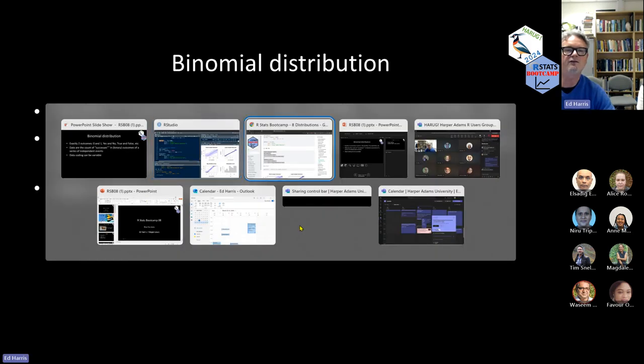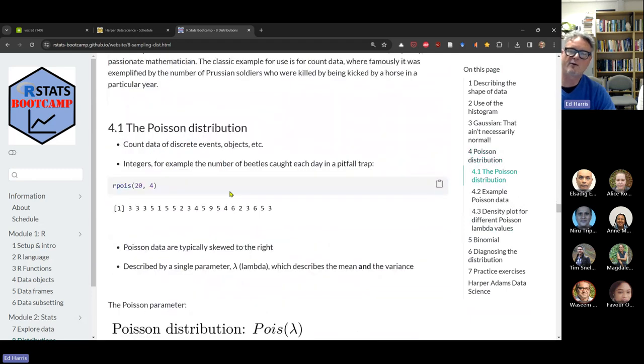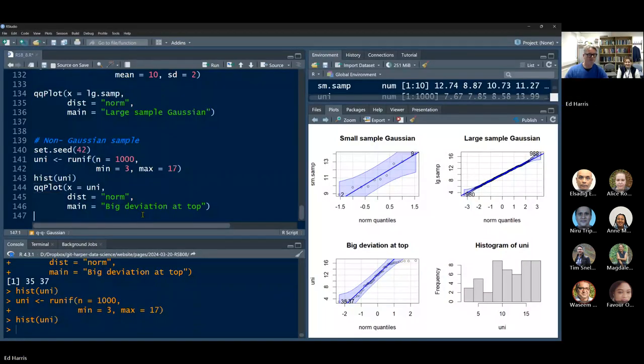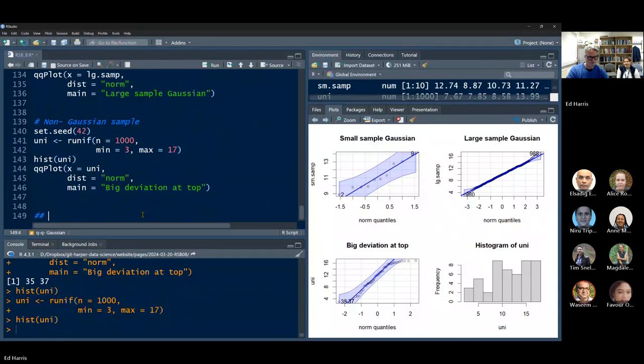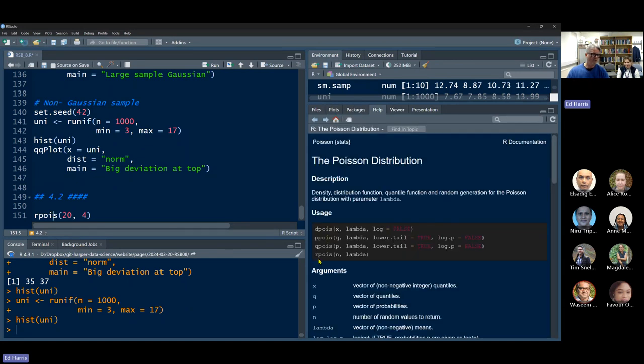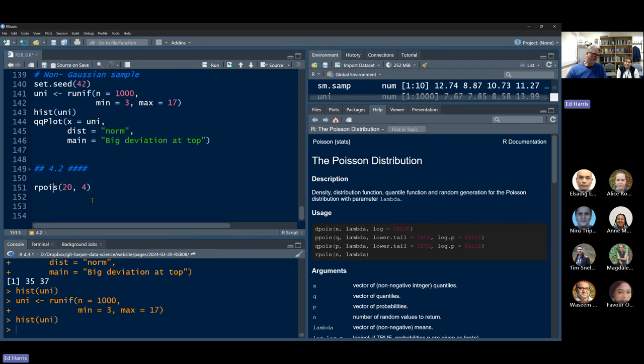Okay, let's go to the web page. Let's see, now the Poisson. So we have another random variable here. The function that will simulate Poisson is the pois family of functions. We have the density and some other ones that you can explore later, but by far the ones we use most often for these are the r and the d versions of them.